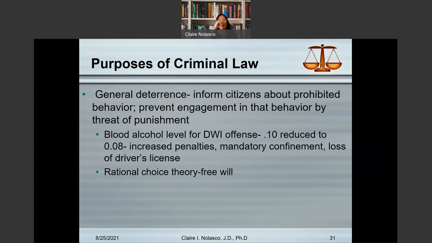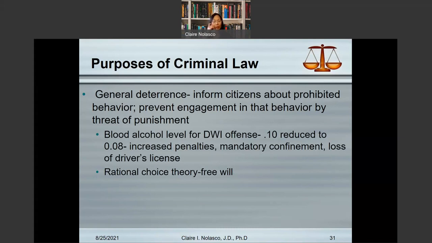Now let's go to the purposes of criminal law. Texas criminal law, and criminal law in general, has several purposes. The first is general deterrence. General deterrence basically tries to inform citizens about what is prohibited behavior, so that it encourages them to refrain from committing that action because of the threat of punishment.